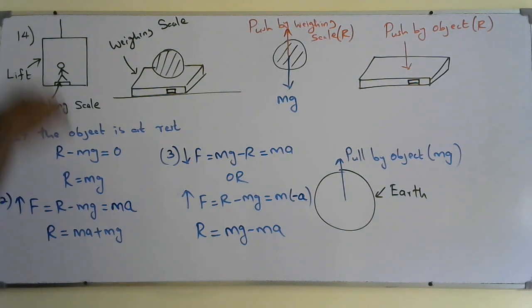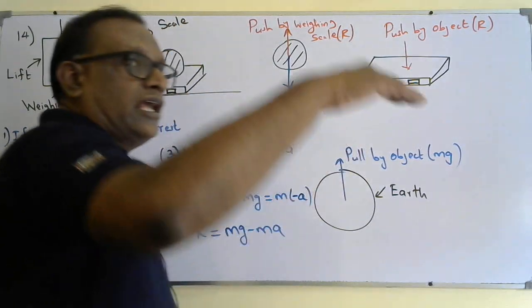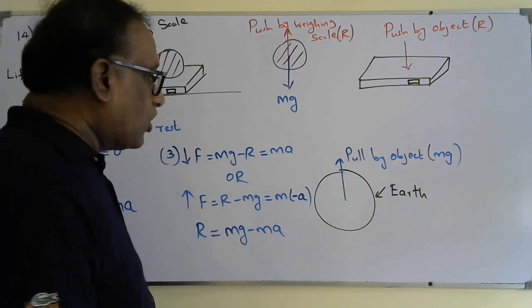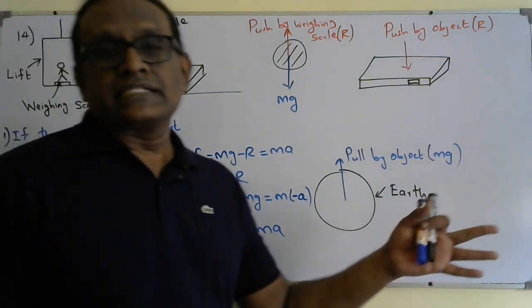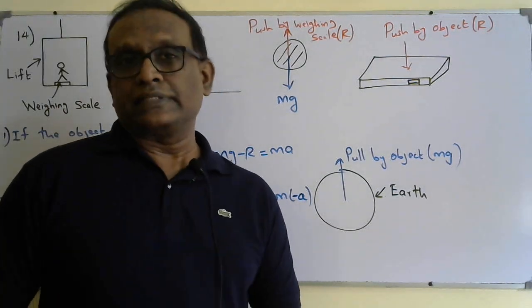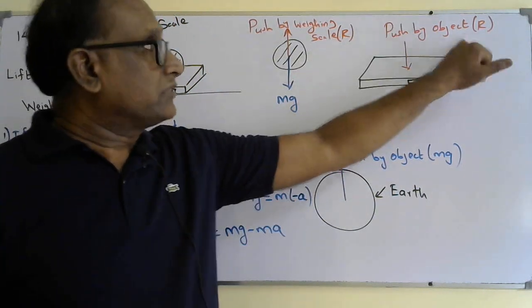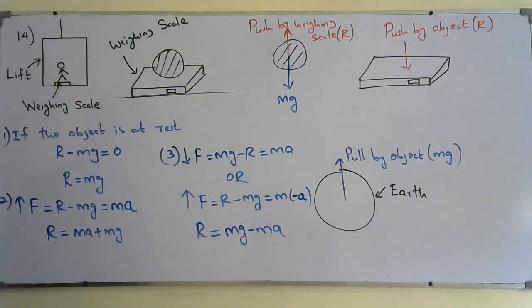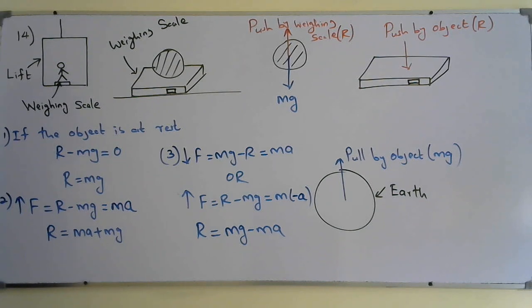So if the object is accelerating downwards, the same way you can say a lift is moving down and accelerating down, there also you can do the same thing again with the same resultant forces, right? So remember that the weighing scale always reads the third law pair of the normal reaction. Here the reading will be smaller than the weight of the object.